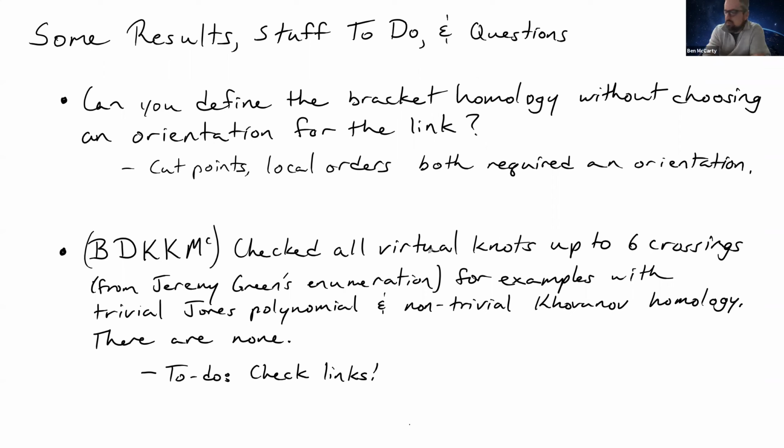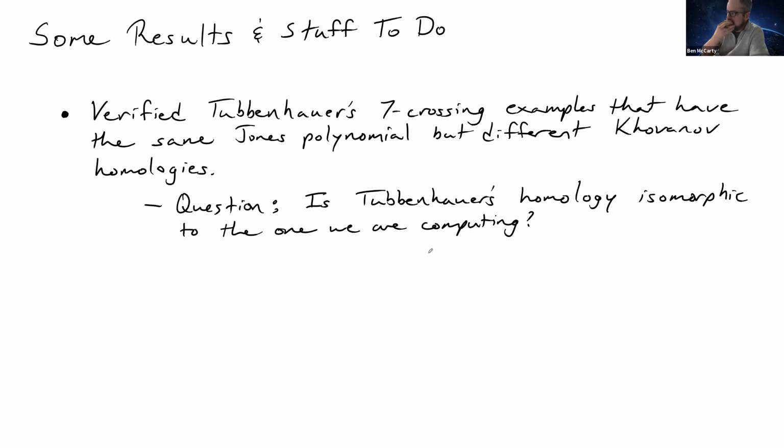But we took the code that we wrote and we checked all the virtual knots up to 6 crossings from Jeremy Green's enumeration from his table. And we looked for examples that had trivial Jones polynomial and non-trivial Khovanov homology. We didn't find any. I assume Khovanov probably did this back in 2012, but I don't recall. We've checked it and there are none.